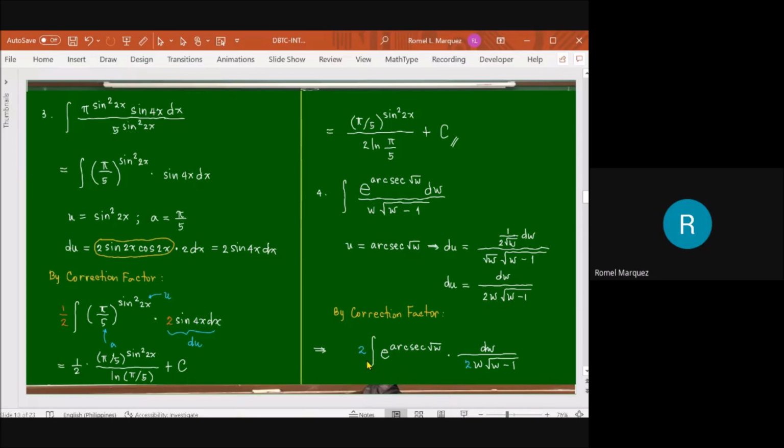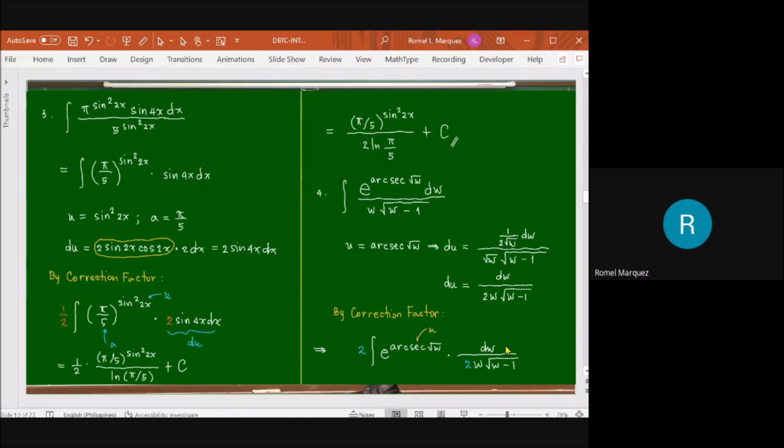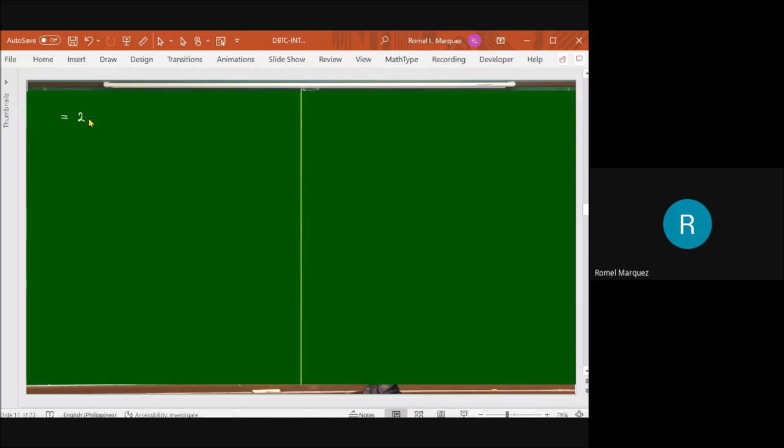So this is now read as 2 integral of e to the u du. Again, what is this, children? What is this? U. What about this, guys? Du. e to the u du. If the form is e to the u du, what's the answer, children? e to the u. But what is my u? Arc secant of square root of w. Then plus the beautiful c. That's it. Is that correct, children?